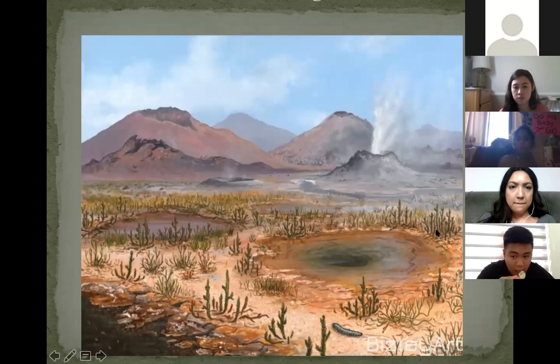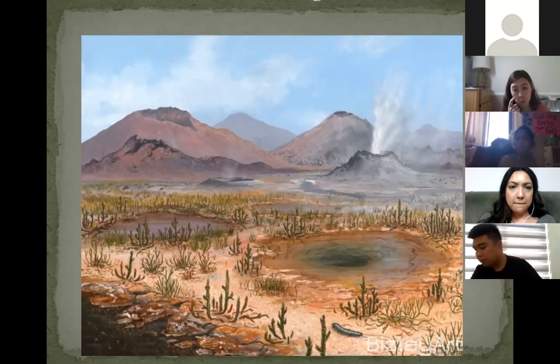Seedless vascular plants and non-vascular plants in general are a lot smaller, especially because they don't have secondary xylem. Now, although seedless vascular plants do have true xylem and phloem, they don't have secondary xylem, meaning that they don't have wood or bark, so they really couldn't get that big.